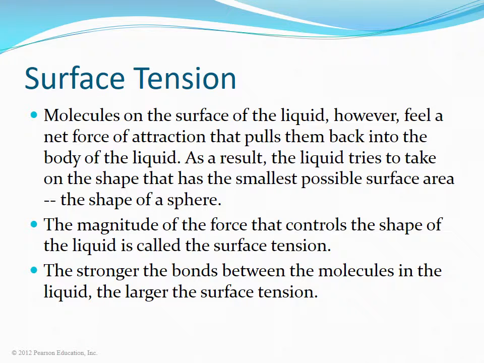Molecules on the surface of the liquid, however, feel a net force of attraction that pulls them back into the body of the liquid. As a result, the liquid tries to take on the shape that has the smallest possible surface area, the shape of a sphere. The magnitude of the force that controls the shape of the liquid is called the surface tension. The stronger the bonds between the molecules in the liquid, the larger the surface tension.